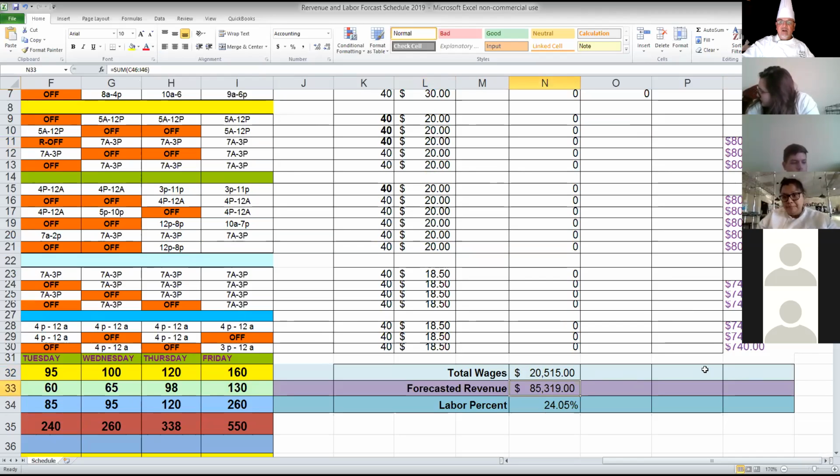Your revenue, your sales, is slated at 85,000. Okay, so you take that total wages, how much you're spending on your labor, and divide it by the total revenue or sales, and you get a percentage number, 24%. Your labor should not be above 24%. It should be 24 or below. Some places, like Mr. James was talking about a little bakery shop, that could be 18%.